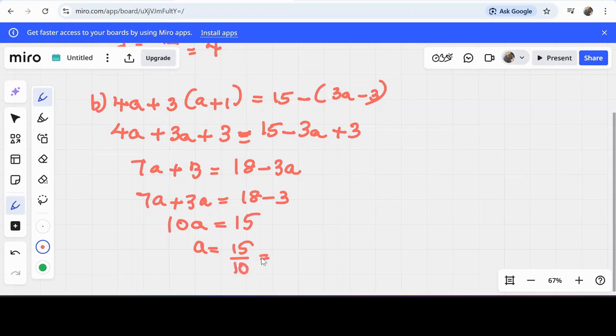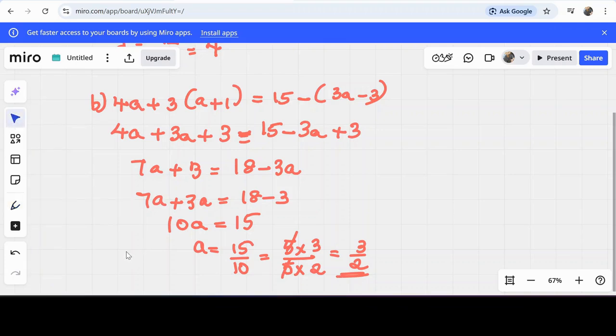Both are divisible by 5. Always write the answer in the simplest form. We already studied this in class 7. 5 into 3 divided by 5 into 2. So here we know that 5 is common, so we can cancel. So the final answer will be 3 by 2. Now we can move on to the next question.